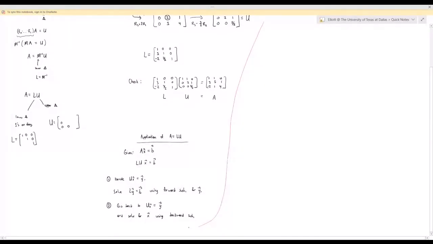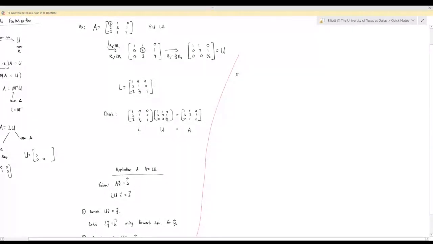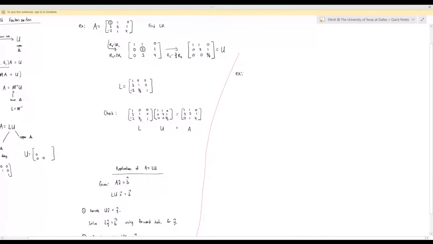We'll do an example just to illustrate how that works. It's actually pretty simple, I think, once you see it in action. So let's just do the example. I'm going to use the matrix A that we have right here.